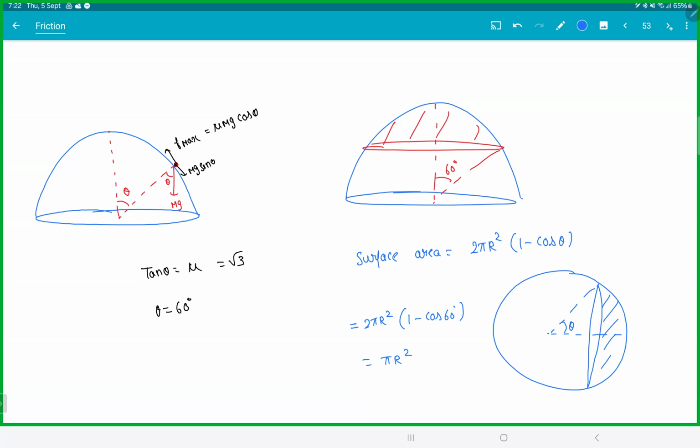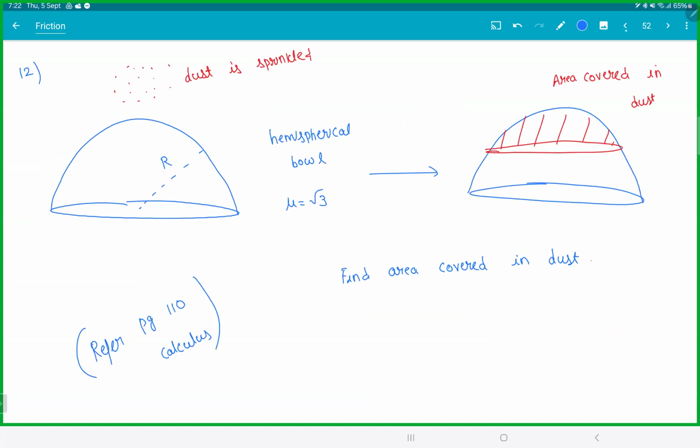Next one. Turn the page. So these are all based on angle of repose. The story is the same. Once you exceed that angle, you'll start slipping. That is the whole point.